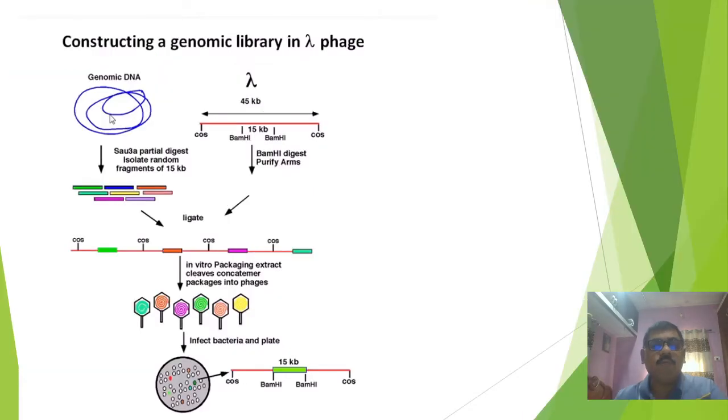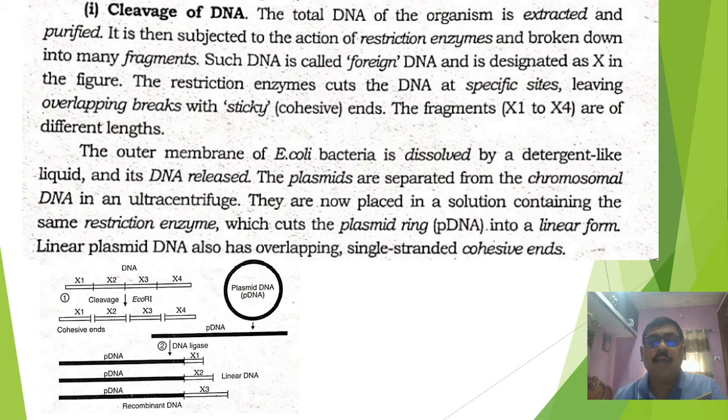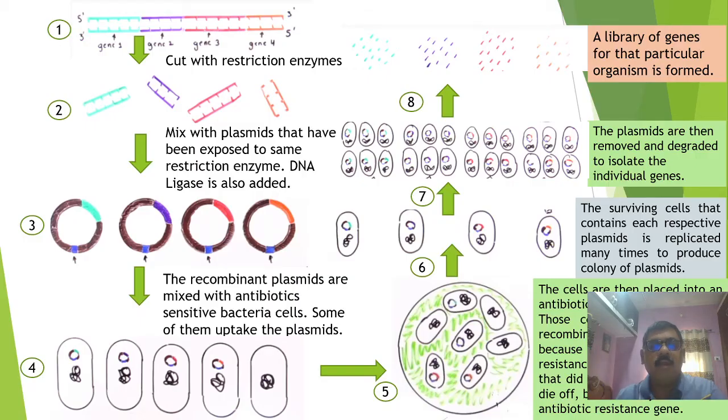In the shotgun technique, we are cleaving the DNA. The total DNA of the organism is extracted, purified, and then subjected to the action of restriction enzymes, broken down into many fragments, and such DNA is called foreign DNA. We cut it into small pieces with the help of restriction endonucleases. As shown in the figure, the restriction enzyme cuts the DNA at specific sites, leaving overlapping breaks with sticky ends, shown in this figure as x1, x2, x3, x4. Likewise, in the last figure we discussed the color diagram: gene 1, gene 2, gene 3, gene 4.